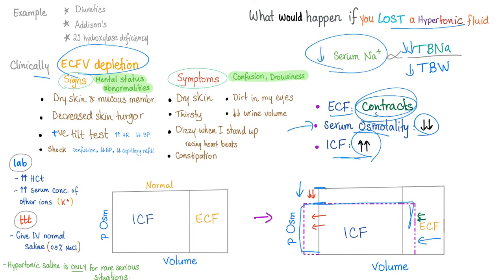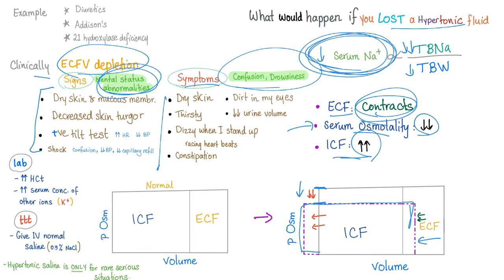Clinically, you have the signs of extracellular fluid volume depletion and you have mental status abnormalities because of sodium problems. Symptoms are the same, plus confusion and drowsiness because of hyponatremia. Lab: increased hematocrit and increased serum concentration of other ions because you lost the fluid, so it's as if we have more potassium and calcium now.